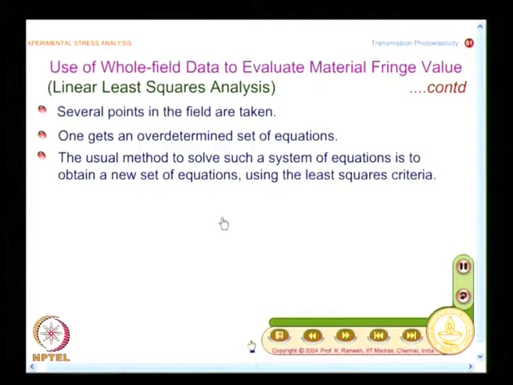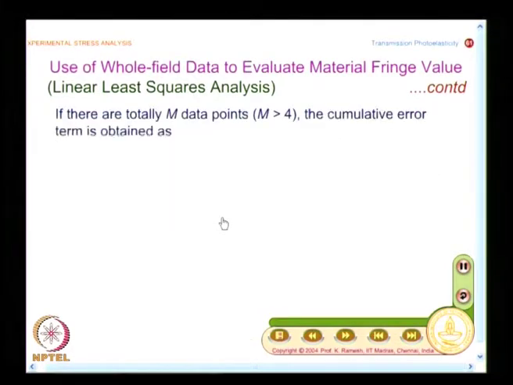So, the error function is very simple and straightforward. You simply subtract the actual fringe order at the point of interest, which is experimentally determined. So, I define error, given the symbol E, and to illustrate the method better, we take m data points and we say m is greater than 4, because I said you have 4 unknowns.